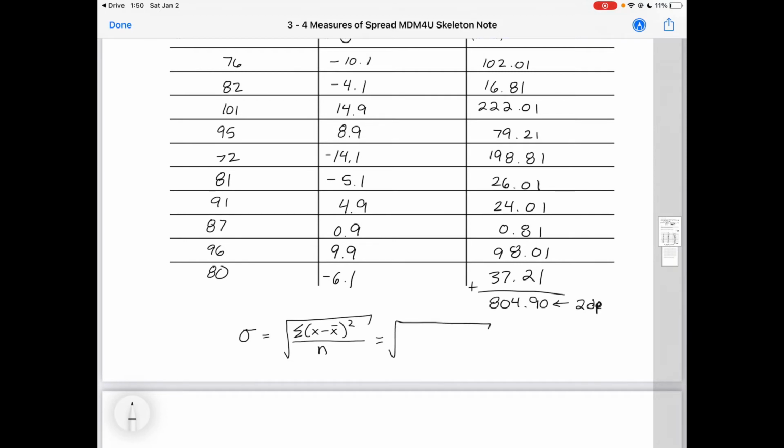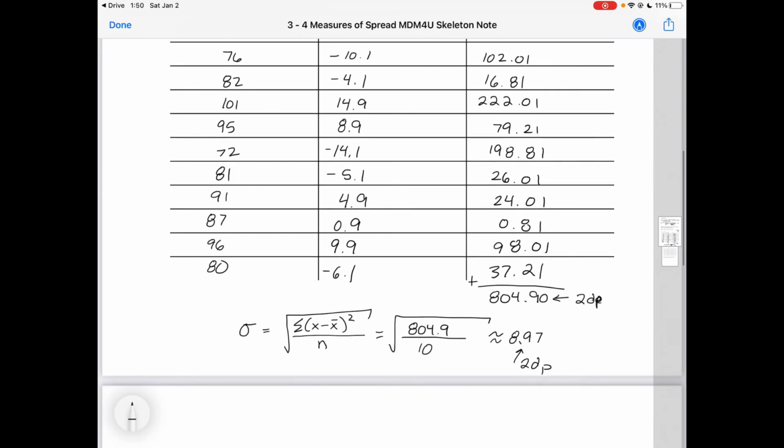Now we have all the information that we need to plug in here. The sum of the squares of the deviations divided by our number of data points is going to give us our standard deviation, 8.97, which we're going to keep to 2 decimal places as well. So that means the majority of the data is collected within 9 points of the mean. That's what that standard deviation means on either side.